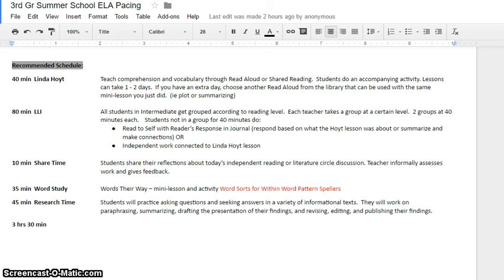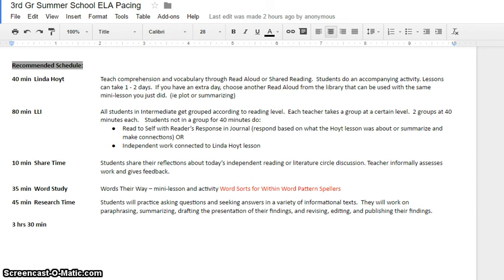Then we do 80 minutes of level literacy intervention, which is basically a very structured guided reading session, and 10 minutes of share time so that students can share what they did during stations, which will either have been read to self with a reader's response journal or independent work connected to Linda Hoyt lessons.